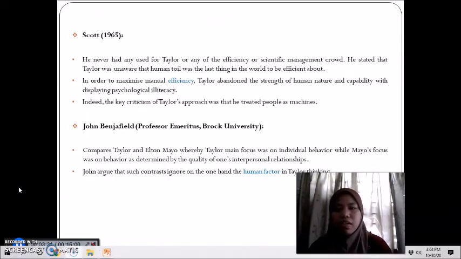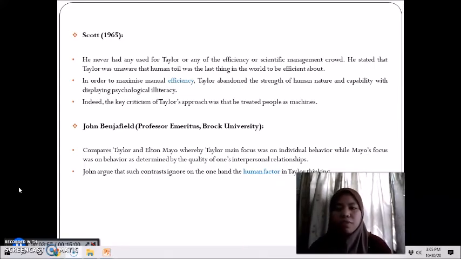Next is Scott. He never had any use for Taylor or any of the efficiency or scientific management craft. Instead, he said that Taylor was unaware that human toil was the last thing in the world to be efficient about. In order to maximize manual efficiency, Taylor abandoned the strength of human nature and capability, displaying psychological illiteracy. Indeed, the key criticism of Taylor's approach was that he treated people as machines.